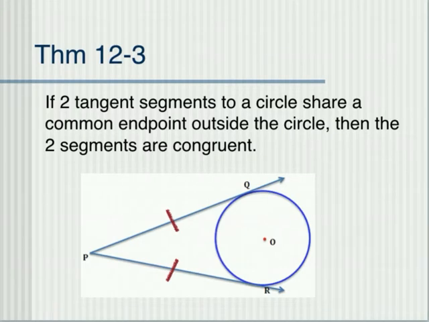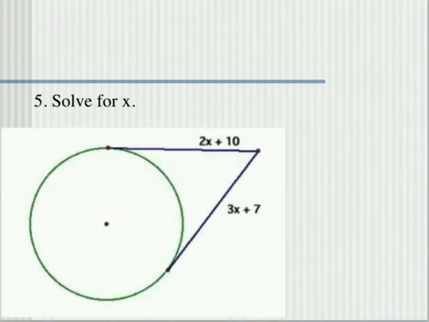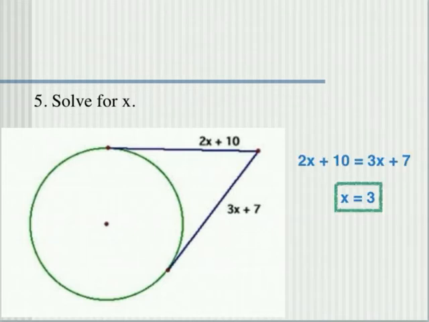You could use that theorem to solve problems like this. Pause here and solve for x. And your work should get you x equals 3. Theorem 12.3 tells you that these two tangent segments that start at the same endpoint have to be equal to each other. Use that to create your equation and solve.